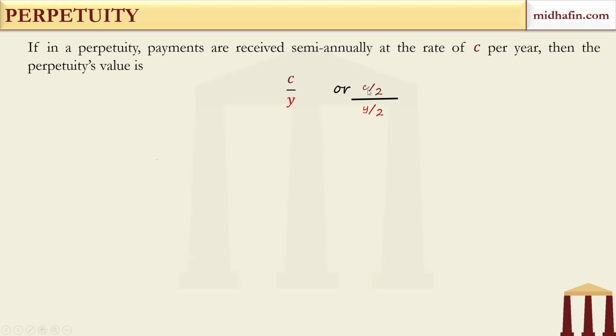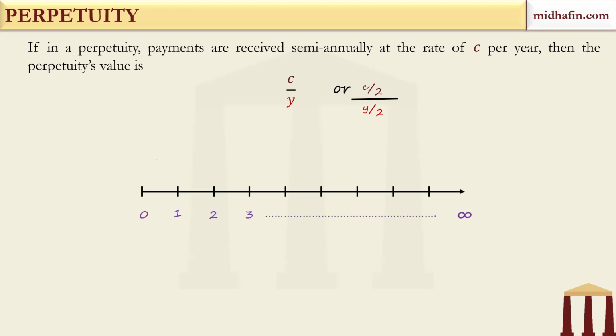So C is the annual coupon. Every 6 months I'll receive C by 2. My yield will be Y by 2. These two get cancelled, so you end up with a relationship which is C by Y. And here it extends indefinitely. There is no end to it.